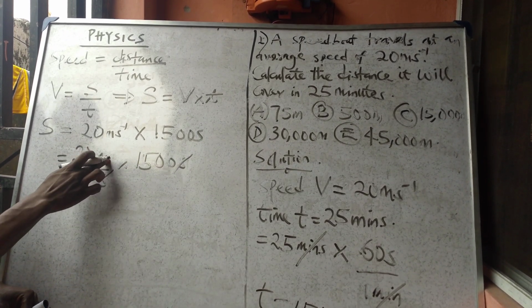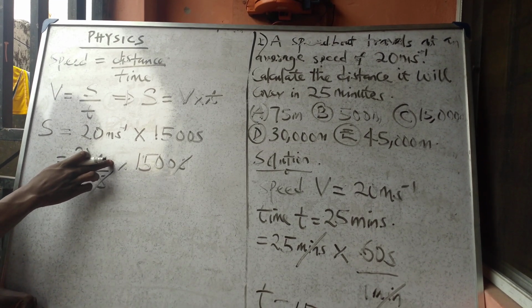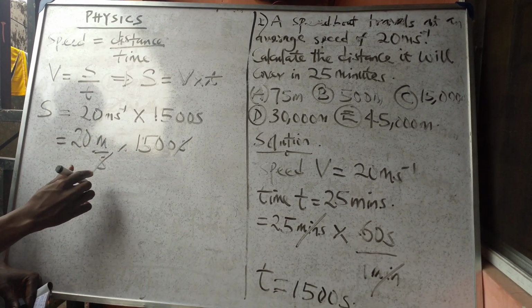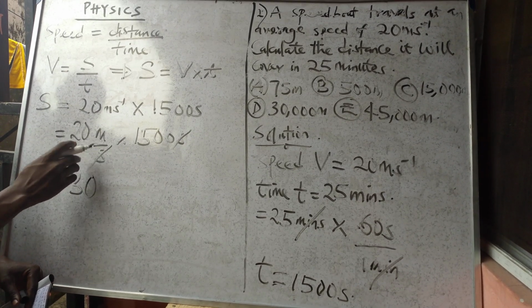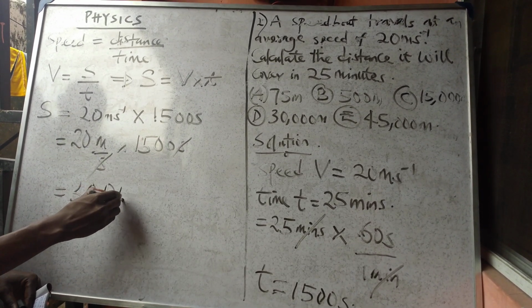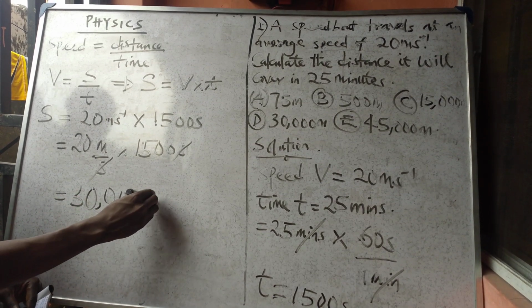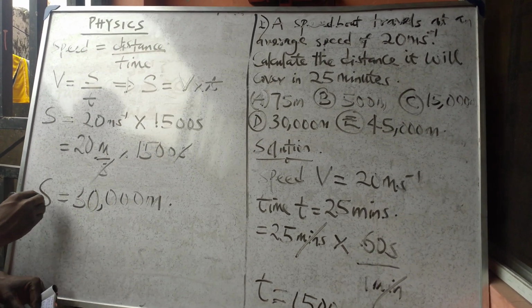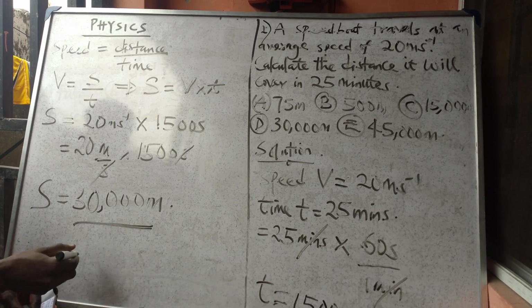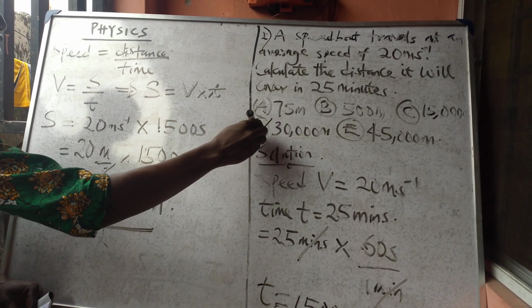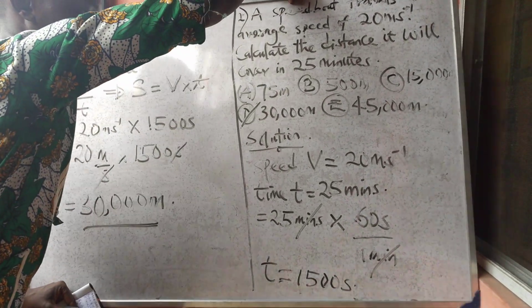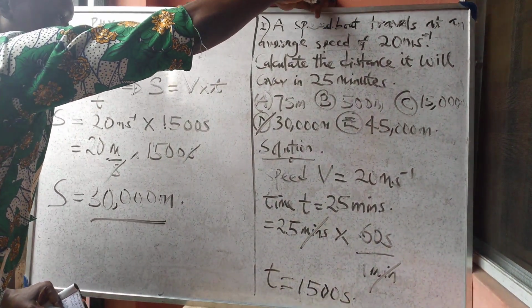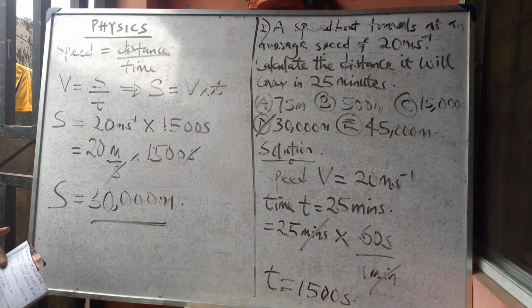This we cancel. Of course, distance is measured in meters. 20 times 1500, 2 times 15 is 30. So 0, 0, 0. We have 30,000 meters. The distance is 30,000 meters, which is option D. Option D is the answer. We'll look at the next question.